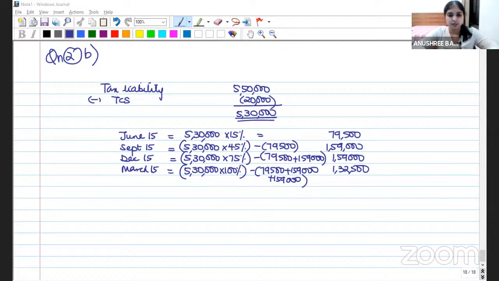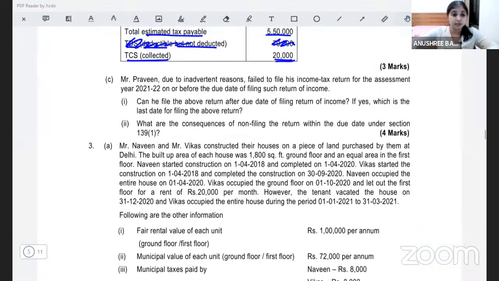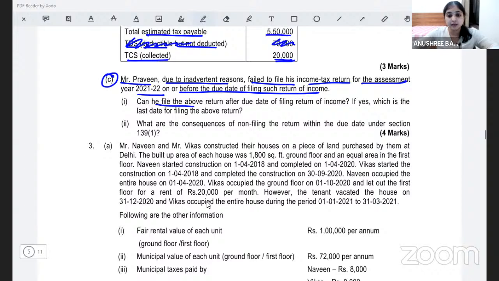Okay. Proceeding to question number C, subdivision C of question 2. Mr. Praveen, due to inadvertent reasons, failed to file his income tax return for assessment year 21-22 on or before the due date of filing return of income. He did not file his return of income within the due date. Can he file the above return after due date? Which means you're asking us, can he file a late return? Can he file a belated return? What is the last date for filing the above return?